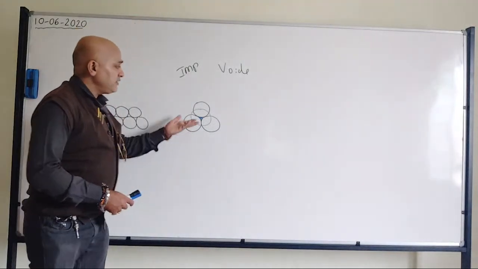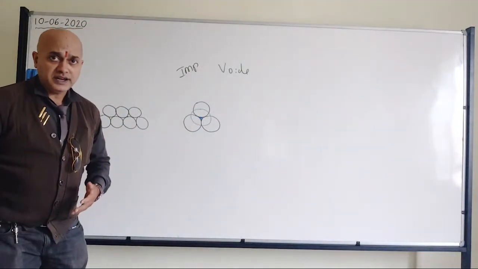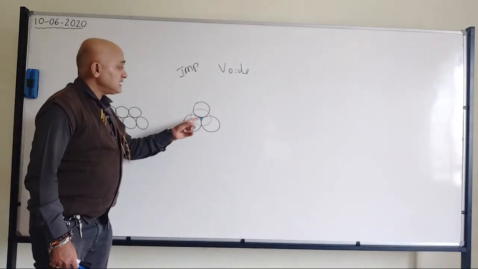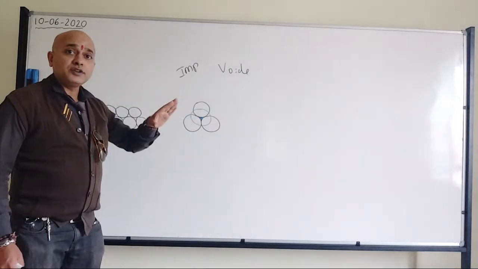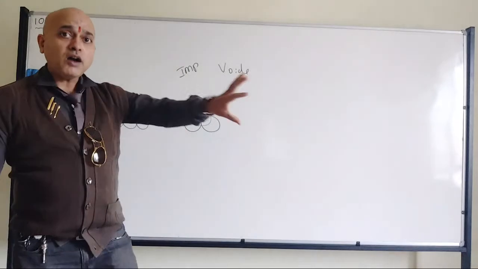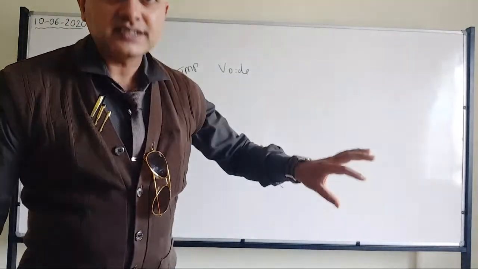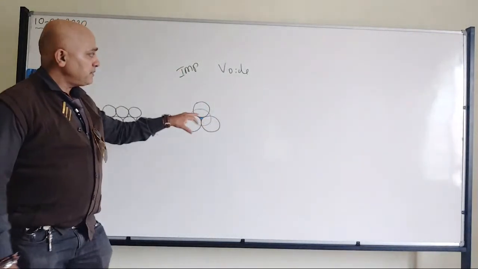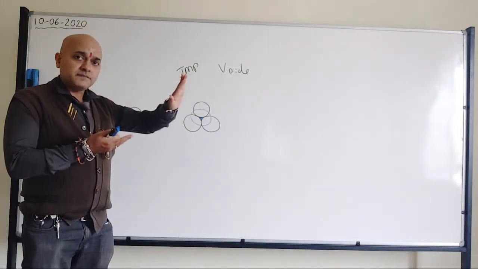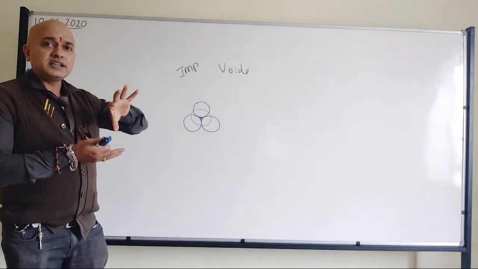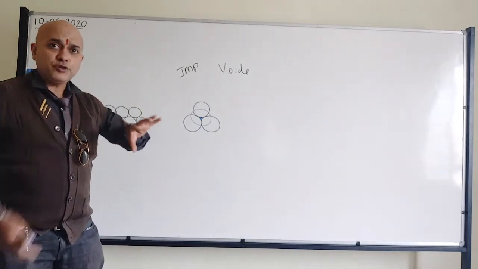So if this is the type of arrangement, the void is not continued; it is blocked by the second row atom or second row fruit. Yes, all of you are right. So that particular empty space has been blocked. It's not closed, it is blocked. It will not extend to the next row also.